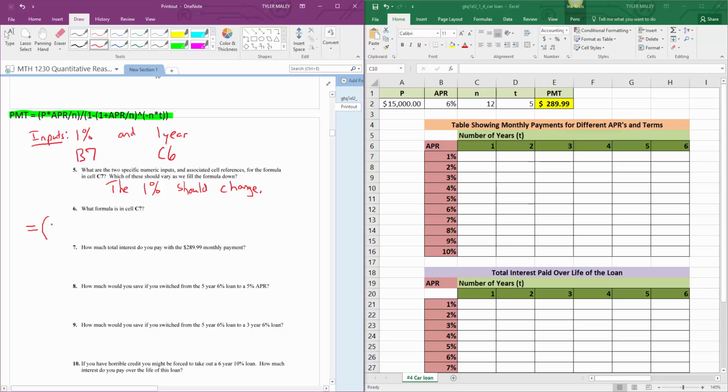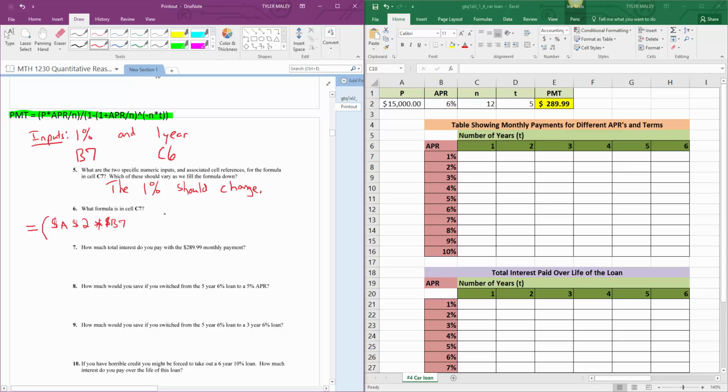So I would do $A$2. Remember, this is called an absolute cell reference. And you want to do an absolute cell reference here because I don't want this box to ever vary or change. It's going to be one fixed box that's going to have that information in it. And then we would do times, an asterisk, and then the APR, which is in B7, and I'm going to want to put a $ sign in front of the B.